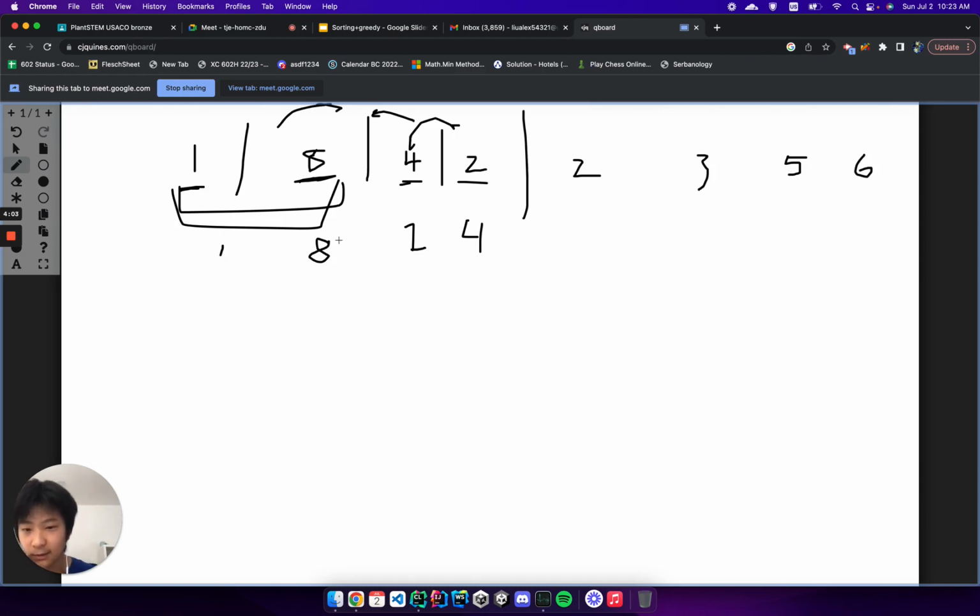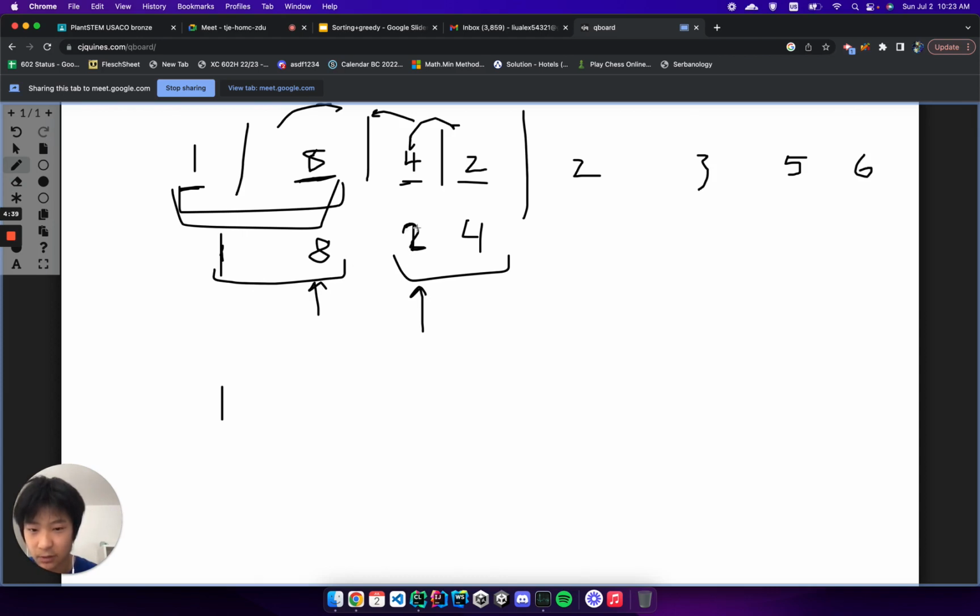So now we have two halves: this half and this half. The way we merge these is we keep an index here and an index here. This is a 2, by the way. Then we compare the values at each index. We see that this one is less than this one, so we add this, and then we move this pointer over. Then we compare this with this pointer.